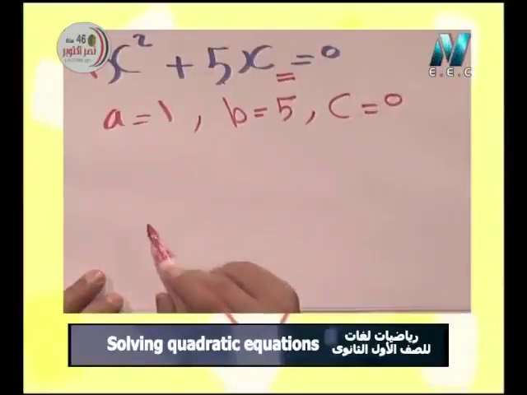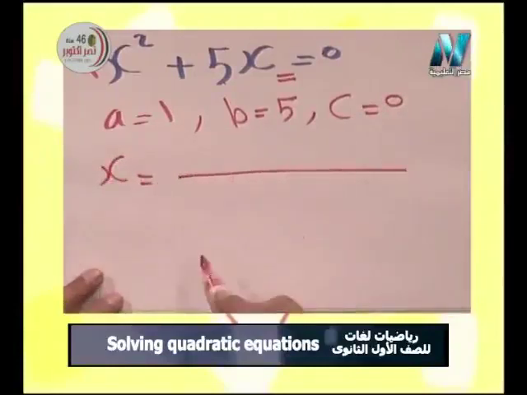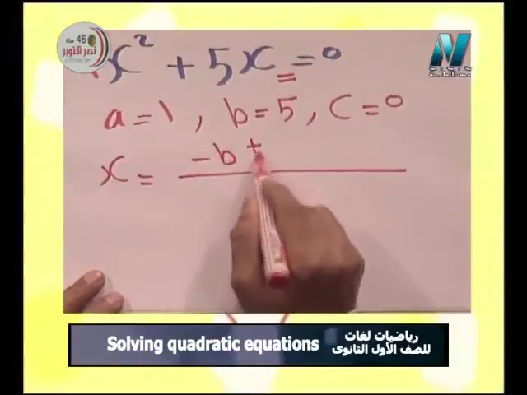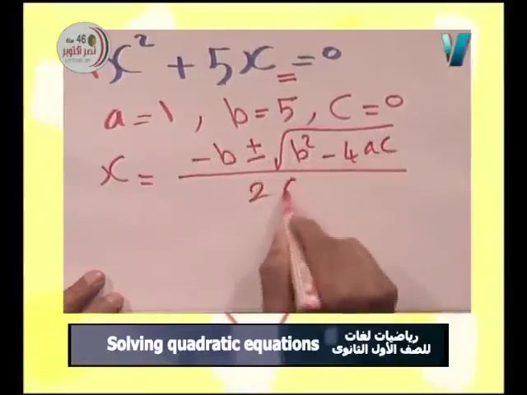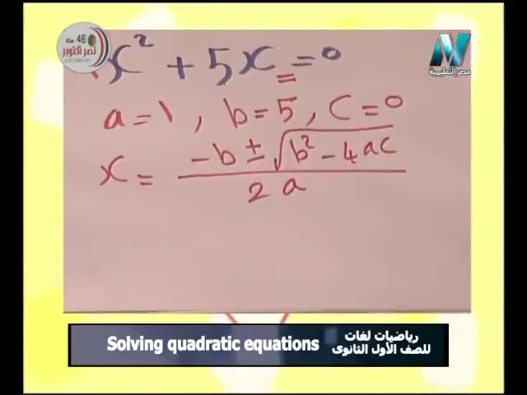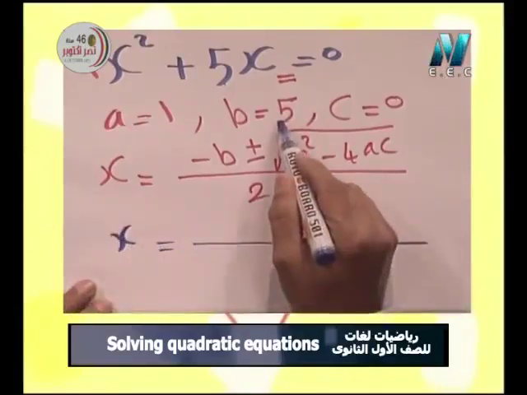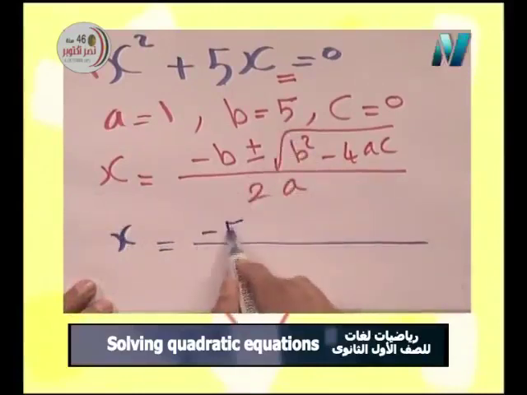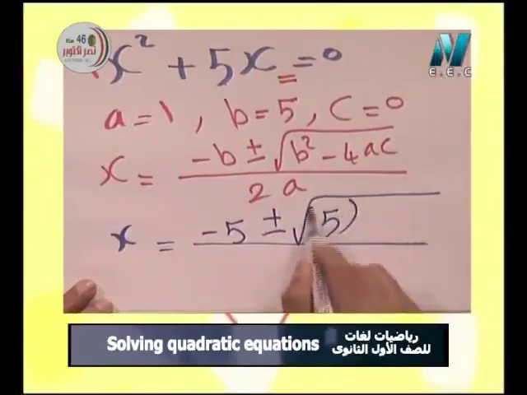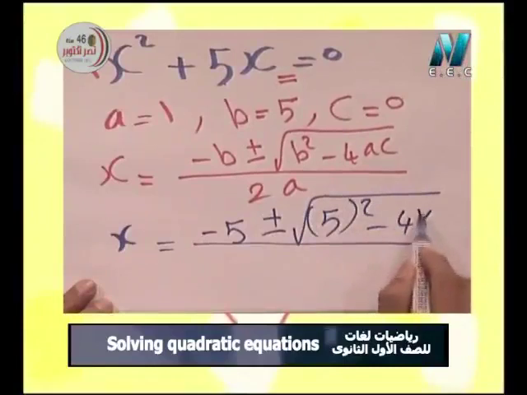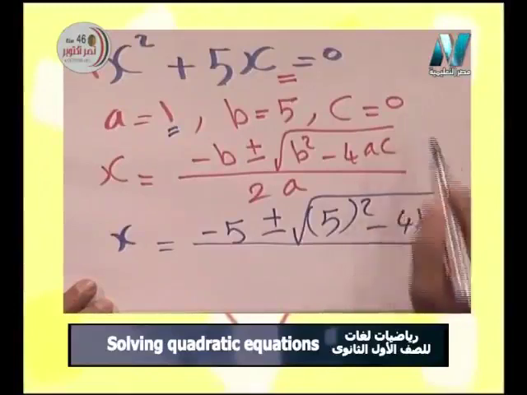Okay, we will apply the formula: x equals negative b plus or minus the square root of b power 2 minus 4ac over 2a. Yes, I am hearing you. You said it with me. So x equals negative b, which means the opposite sign of b. It is negative 5 plus or minus the square root of b power 2. We can write 5 power 2 as you like, minus 4 multiplied by a, which is 1, multiplied by c, which is 0.